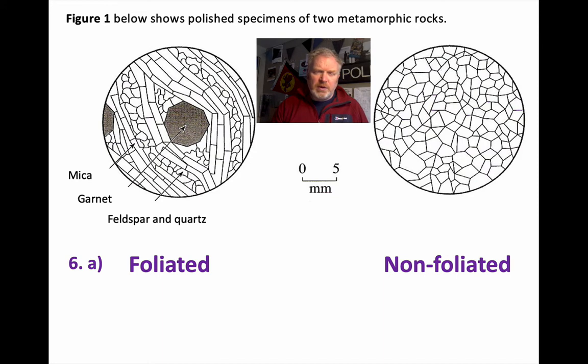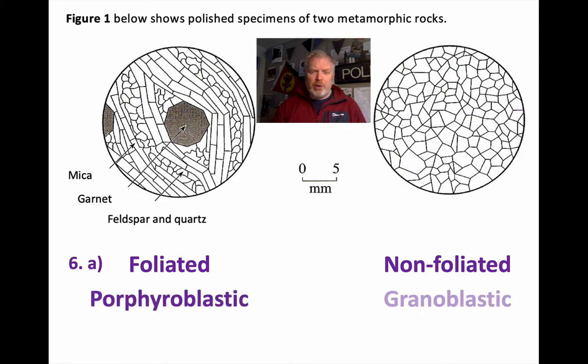Now, the second difference in texture, we could use the proper geological terms. So rock A is porphyroblastic, rock B is granoblastic, or you could just describe the difference. In rock A, we have a large, coarse garnet crystal that's grown within the rock during metamorphism, and then we've got finer grain crystals surrounding that. In the granoblastic texture that we see in rock B, all the crystals in this rock are approximately the same size.